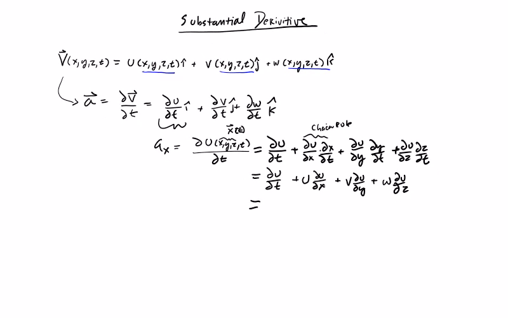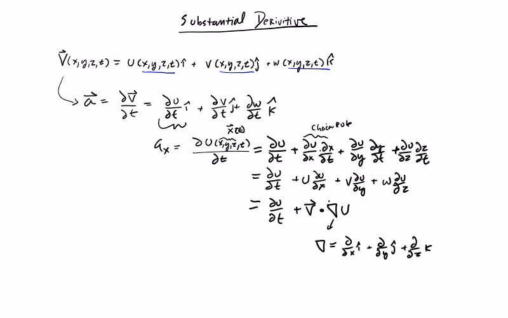Now we can write this in a simpler way. We can write this as du dt plus the velocity vector v dot the gradient of u, and remember the gradient is a vector equal to d dx i plus d dy j plus d dz k. This term, v dot something, is really important.